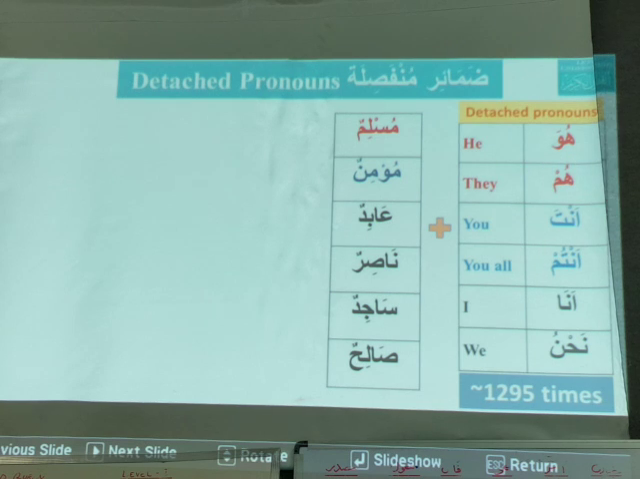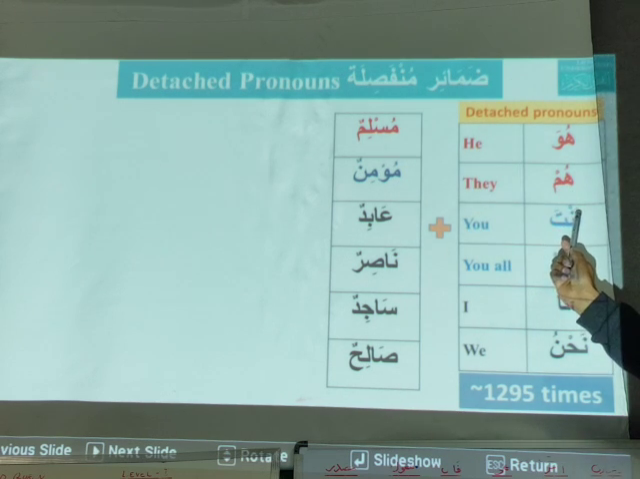For example, huwa means he, and we can also put is or am after them. Huwa, actually, he is. If I say huwa Muslimun, it would be he is a Muslim. So we can combine all these words with Muslim. If I say huwa Muslimun, we can say hum Muslimun.